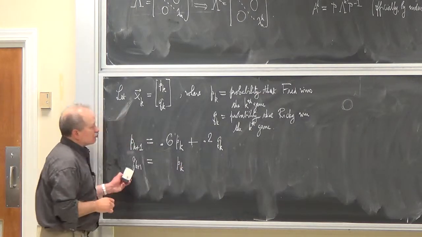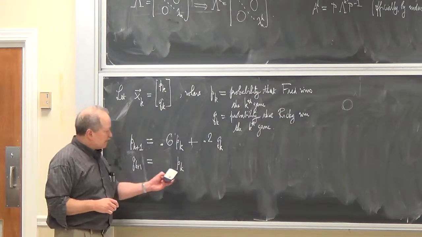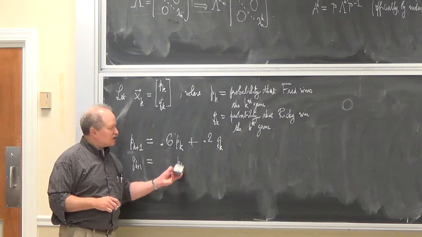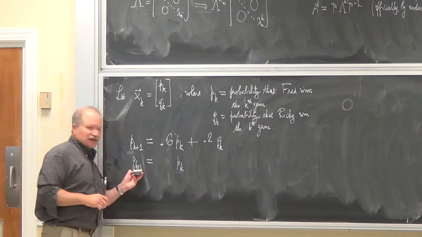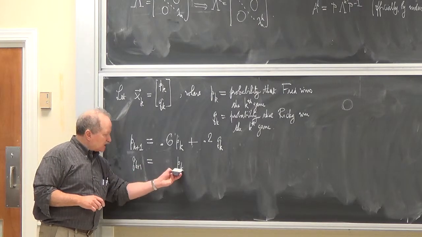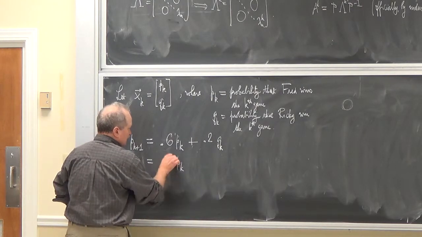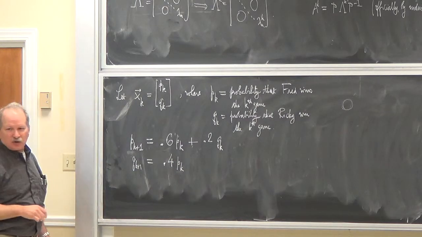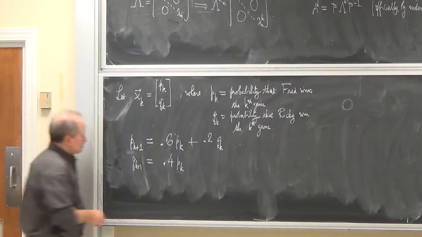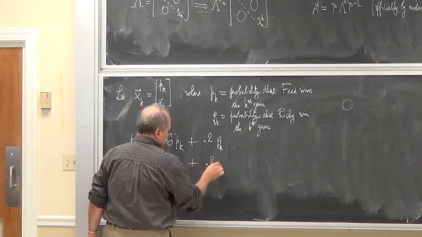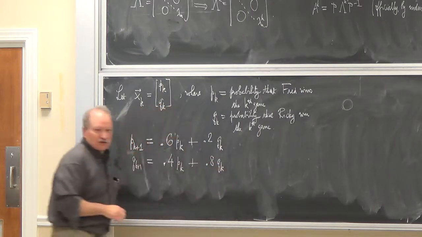What's the chance that Ricky wins the kth game? Well, if he lost the kth game, sorry, the k plus first game, right? If he lost the kth, there's a 40% chance that he's still going to win. And there's an 80% chance that if he won, he'll win the next one.